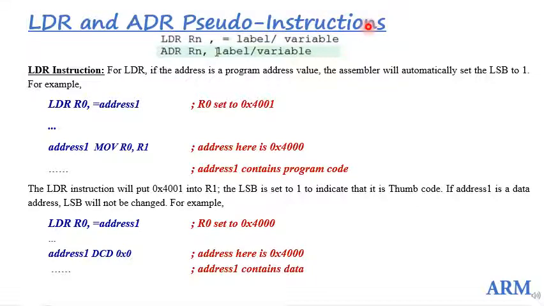So now we'll move on to LDR and ADR as pseudo instructions. When I say pseudo instructions, they are not real instructions. The assembler, while disassembling, will convert these pseudo instructions into one or more real instructions. Okay. So the need for these two pseudo instructions arises.